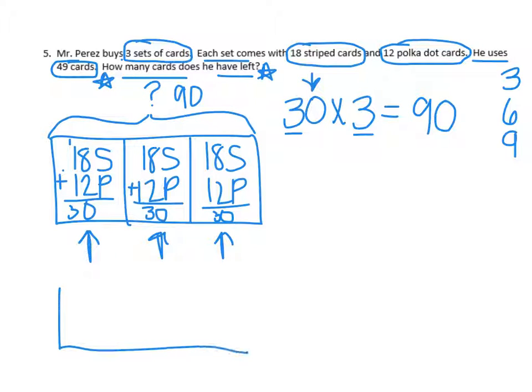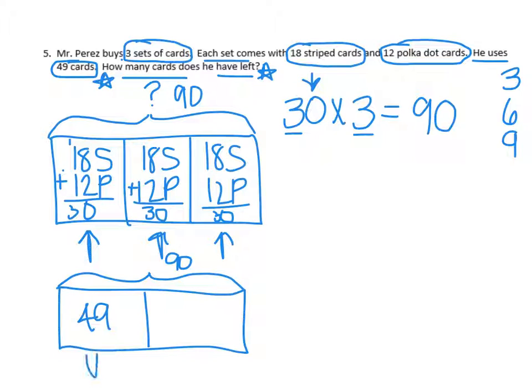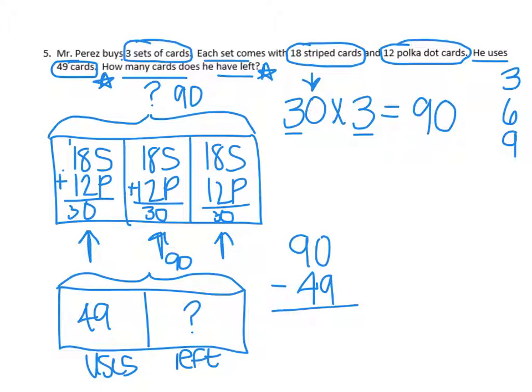Now for the second part, I'm going to draw another tape diagram. It says that he has 90 total and that he used 49 cards. They want to know how many cards he has left. So what am I going to have to do with 90 and 49 in order to figure out how many cards are left? Pause the video while you work to find the answer and replay when you are ready. So I need to subtract or find the difference between 90 and 49.